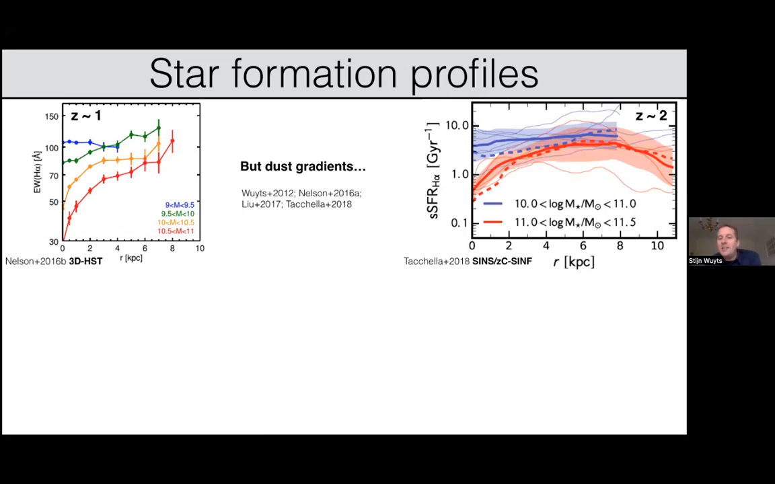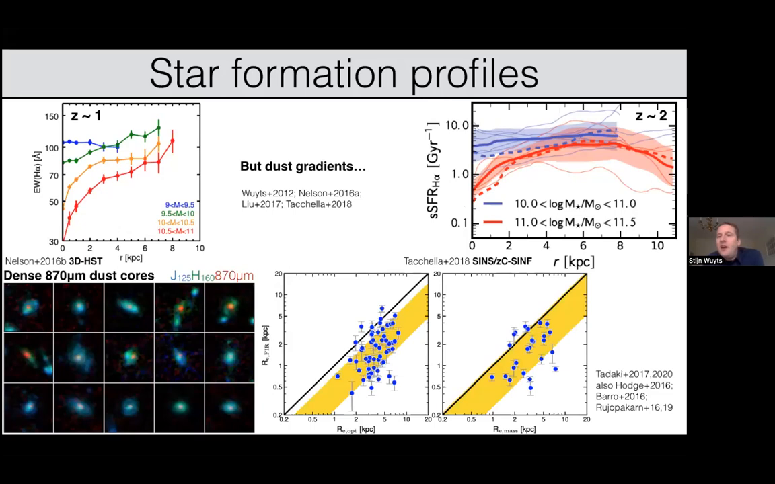So once accounting for that, Sandro Tacchella, for a sample of redshift 2 star forming galaxies, concluded the specific star formation rate profiles are rather flat, except at the highest masses above 10 to the 11 solar masses, where you still find this central depression, a signature of inside-out quenching. Now, that is the picture from H alpha and dust corrected H alpha.